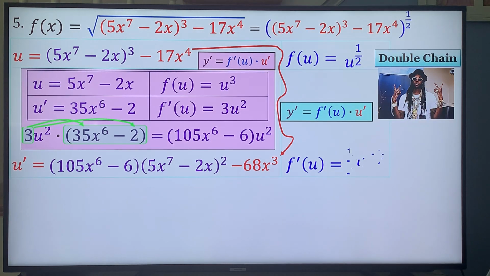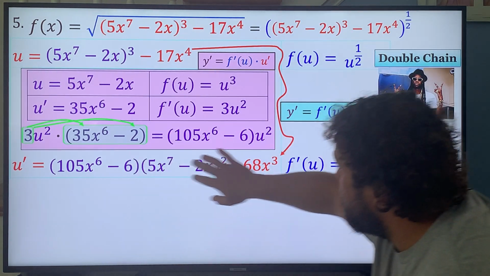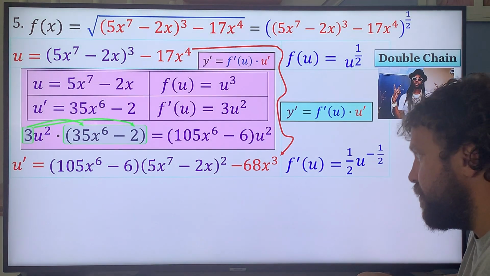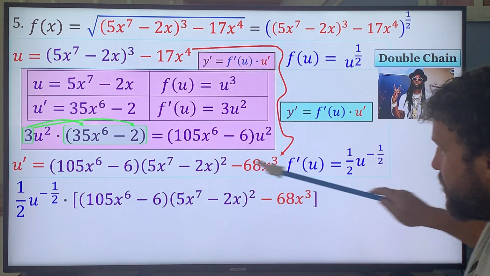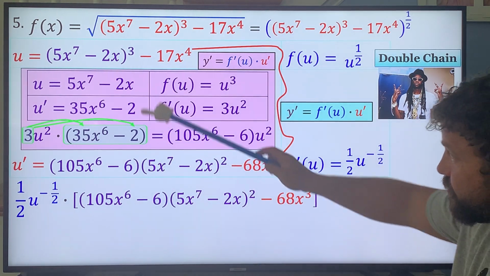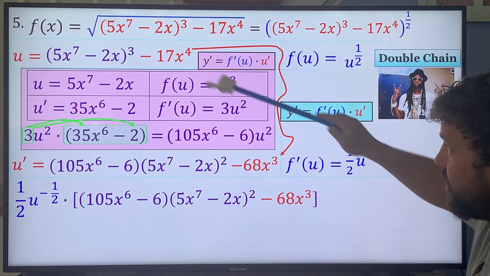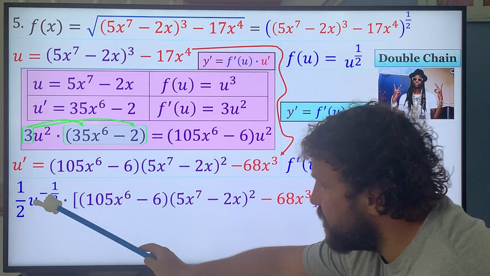F prime u is 1/2 u to the negative 1/2. So our last step, we're going to use this formula again. We're going to plug in just these two into the formula. So you got 1/2 u to the negative 1/2 times all of this. Ready for the last step? What u do we plug in? Remember, this purple stuff is done. We plug in our original u right here. Our original u. So that gets plugged in for u.